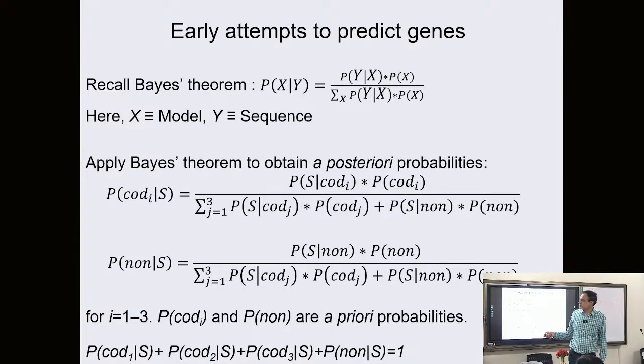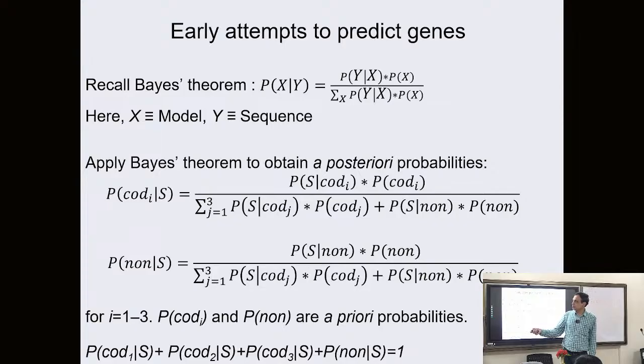And then you can also compute the posterior probability of the sequence being non-coding. When you sum all these 4 probabilities, they should sum to 1. Just add these up. So these are 3, I goes from 1 to 3.